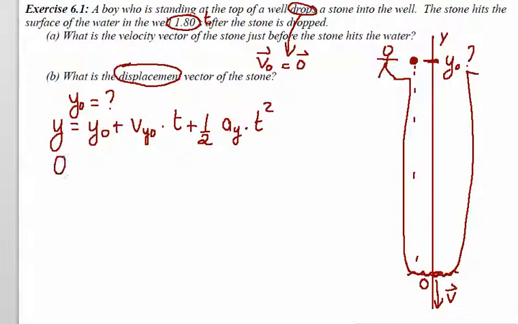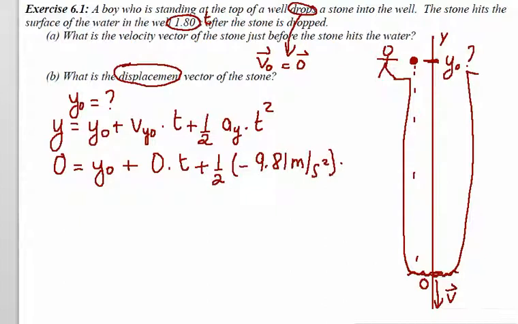So the final position is 0. Y initial is my unknown. Vy initial is 0 times time plus half. The acceleration is negative 9.81 meters per second squared times the time. Don't forget the square over here. Most people do. 1.80 seconds.